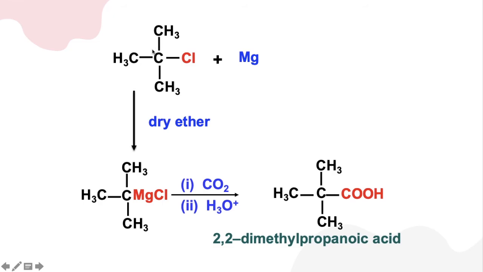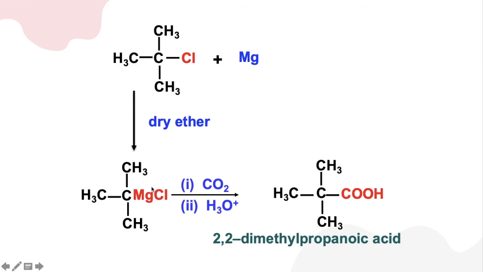For example, this is a tertiary haloalkane, Grignard reagent with 3 alkyl groups. It reacts with carbon dioxide in acidified water. The product must be the carbon with C double bond O. This carbon must be the COOH carbon.